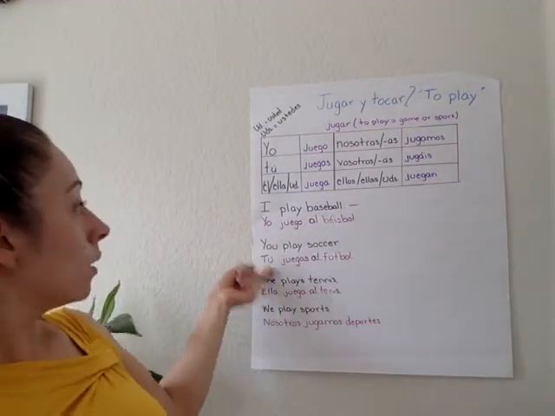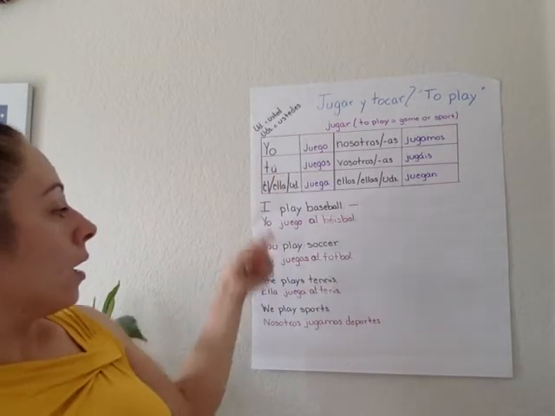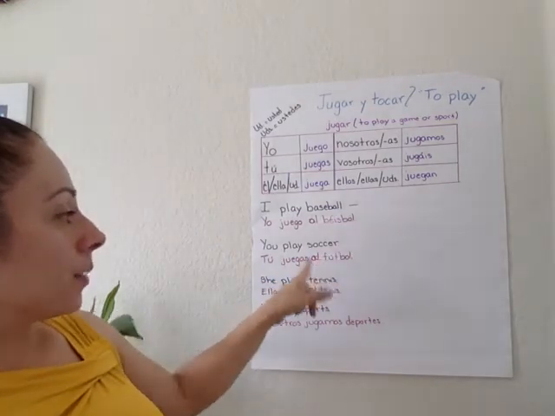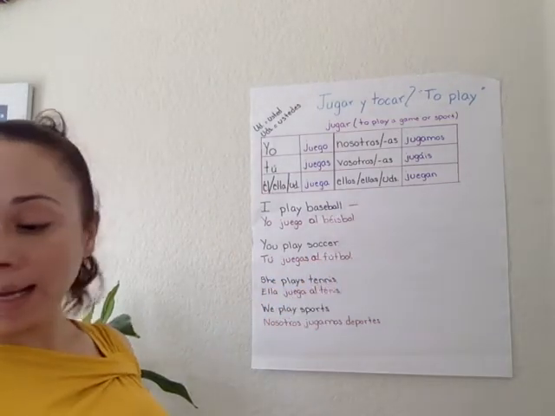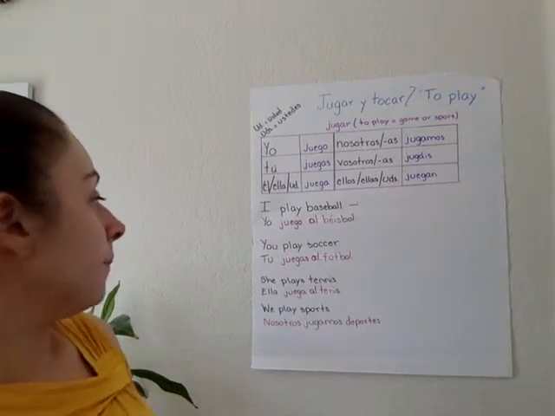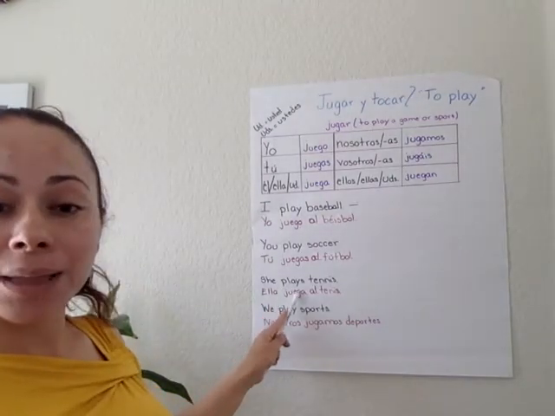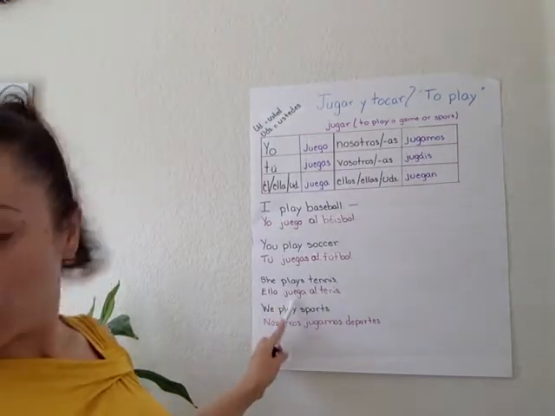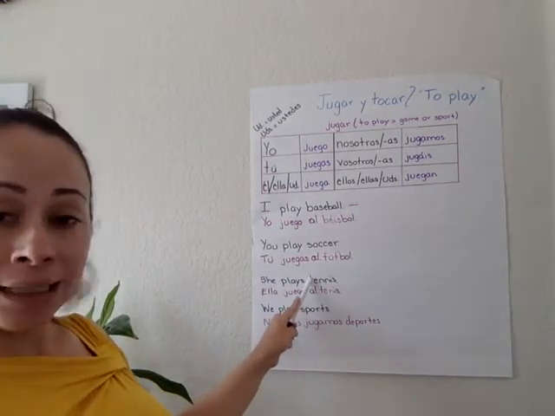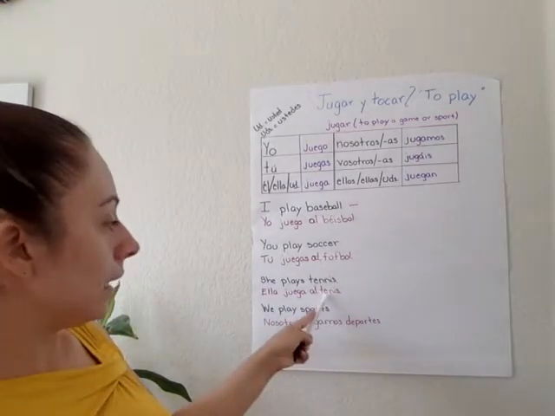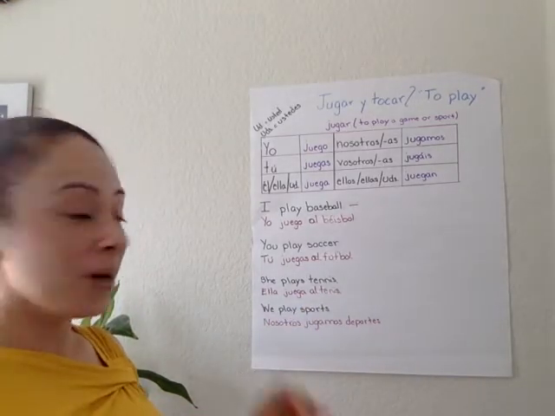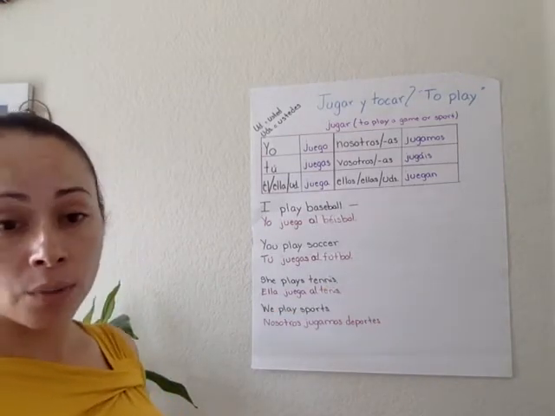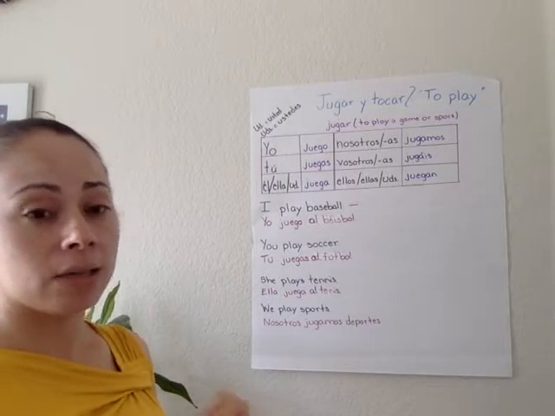Now tú, play, juegas, soccer, al fútbol. Tú juegas al fútbol, okay? Then we have she plays tennis. Ella juega al tenis. Tenis is also very much like tennis. The only difference is that in español we pronounce it a little bit differently, and it only has one N in the spelling.